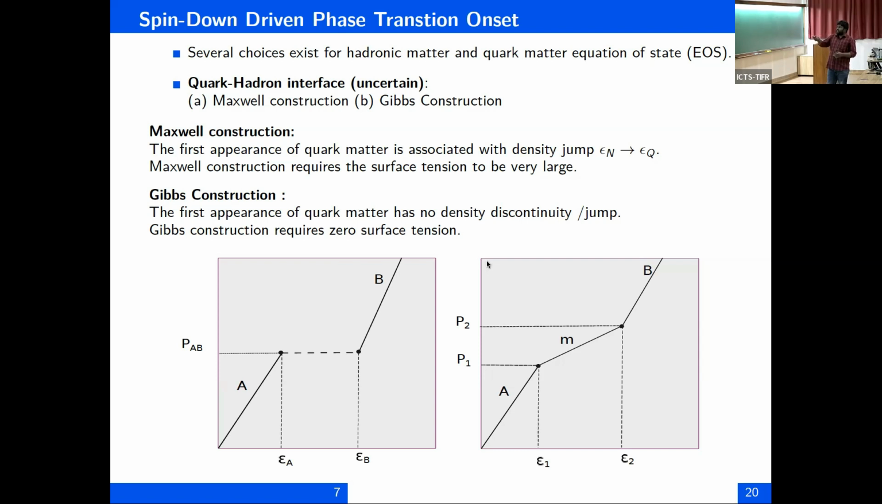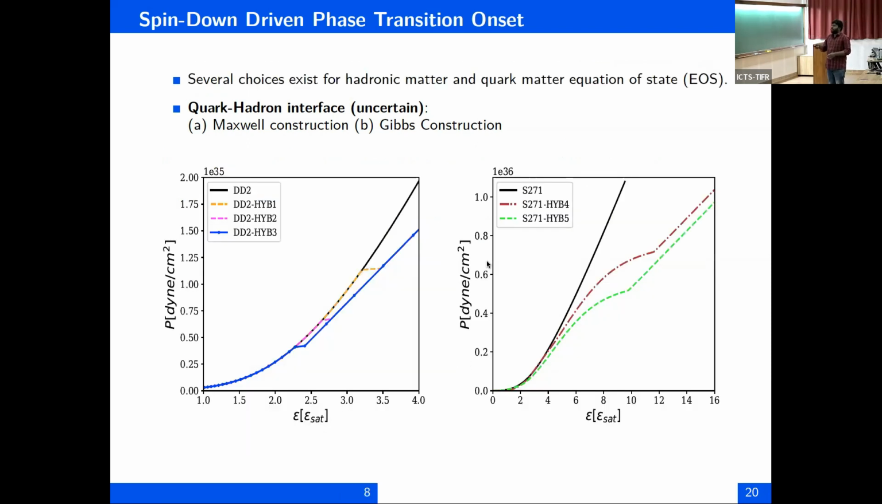This happens if the surface tension between the nuclear and the quark matter is quite high, such that there is a density jump at their interface. The other case is called the Gibbs construction. In this, there is nuclear matter, quark matter at the high density, and in between there is a mixed phase in which the nuclear matter and quark matter are in a mixed form, and that happens if the surface tension is 0. So the nature of the equation of state at the interface is uncertain.